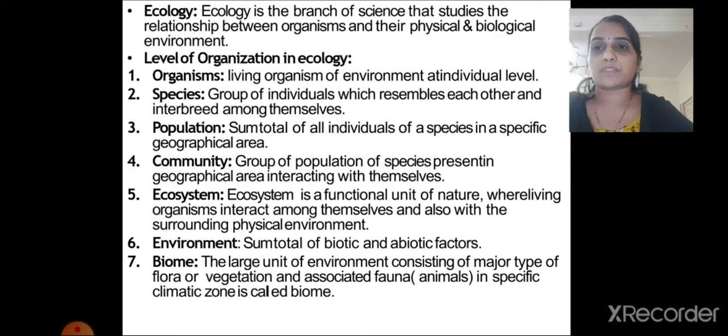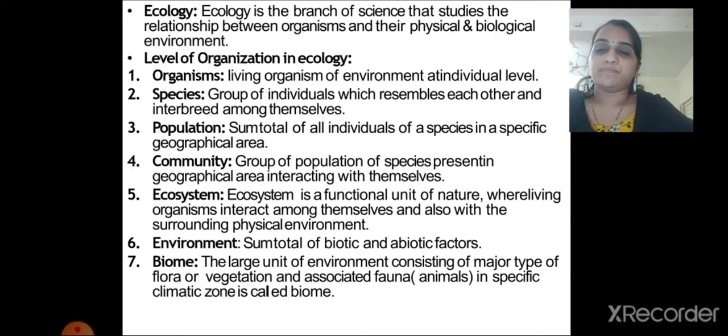The next is community, the group of populations of species present in a geographical area interacting with themselves. In a particular area different species would be there, with their individual population numbers, and their interaction, being present in the same geographical area, is called community. So community is a group of populations present in a particular geographical area.